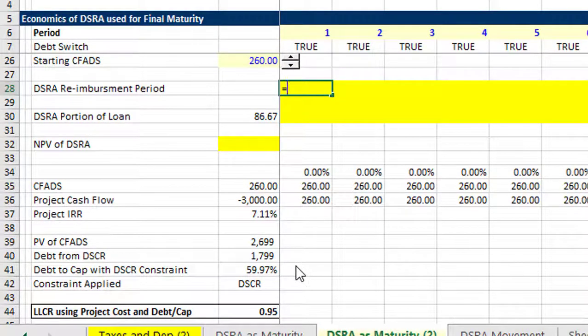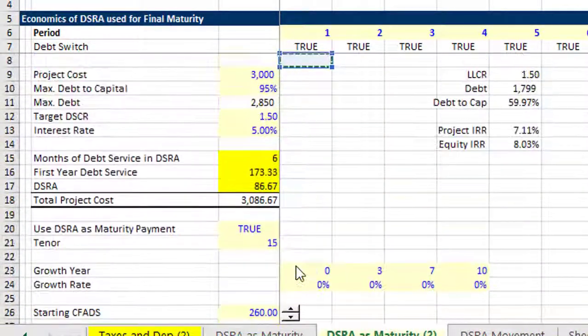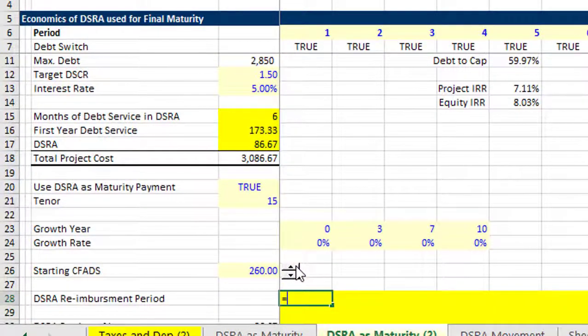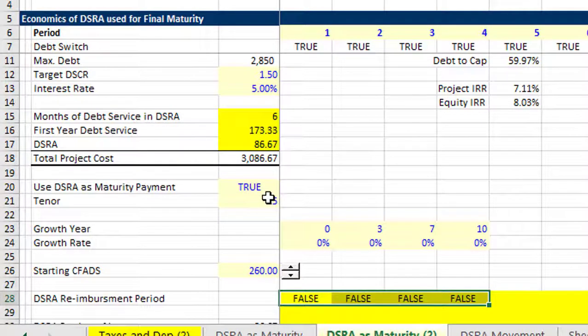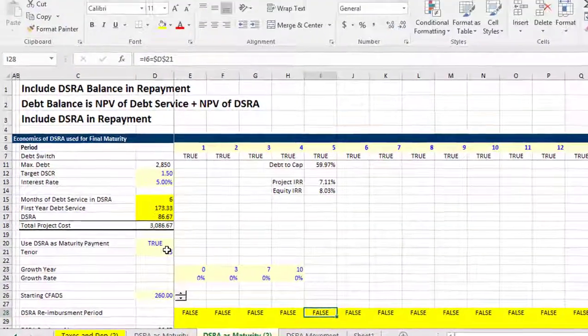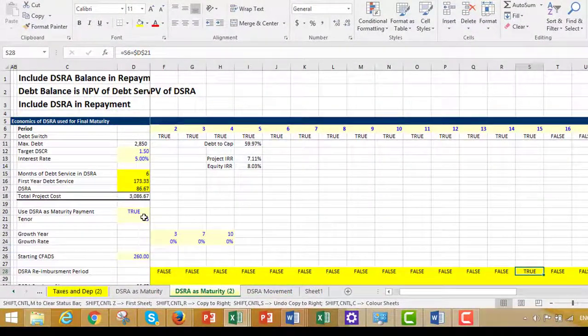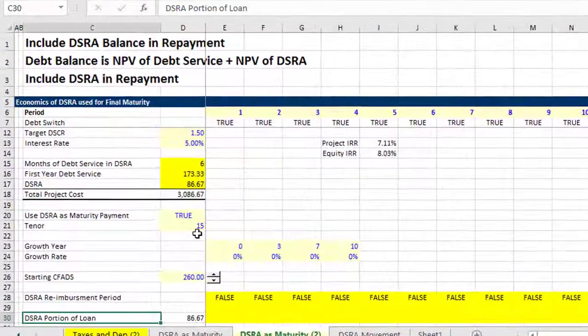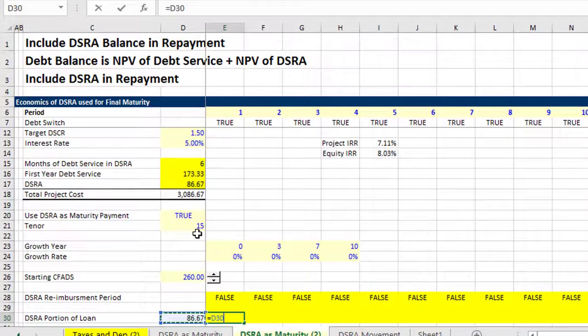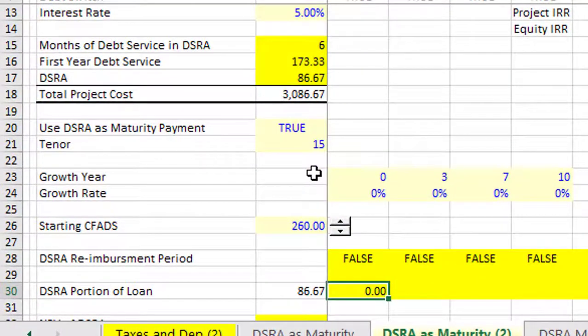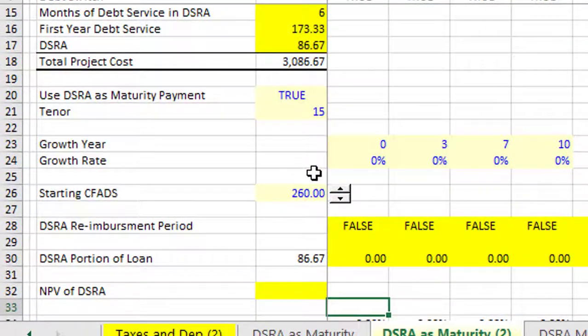So let's just do this. I'm not going to do that like that. I'm going to say, the time in which you get the DSRA back is when this equals the final DSRA period. Shift Control R twice, and then we have this period. So if our DSRA is 86.7, we can just press F4 and multiply. Oops. Times that.